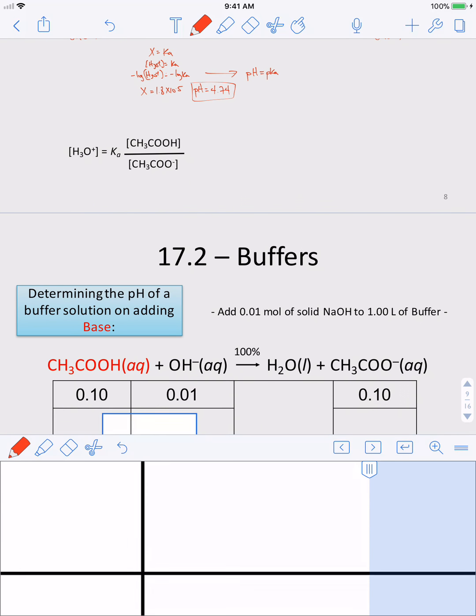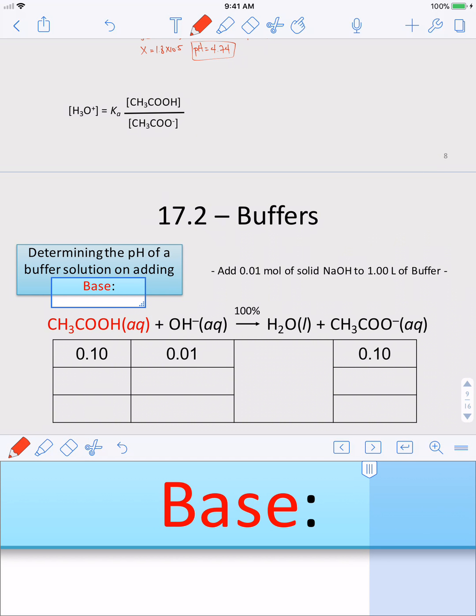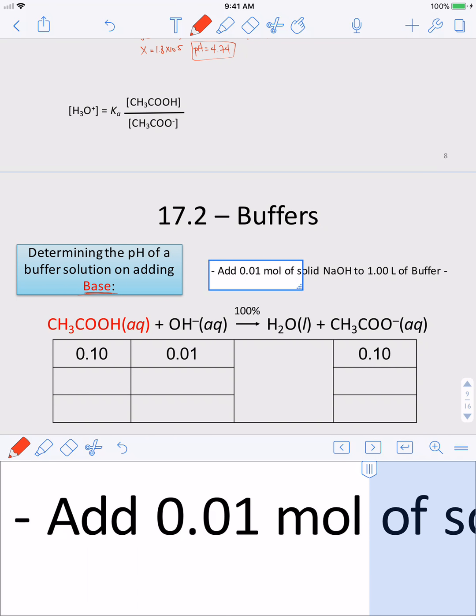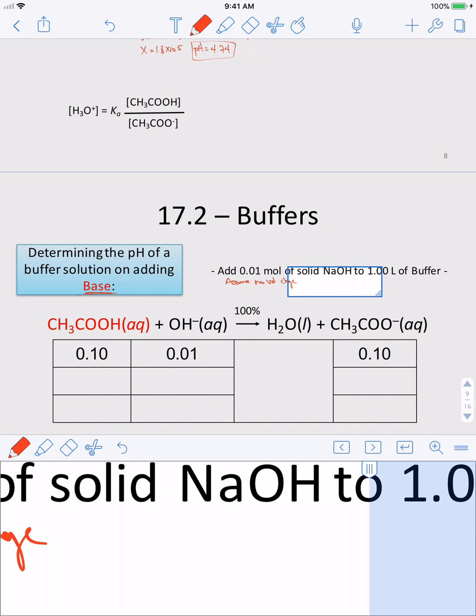All right, so let's determine the pH of this buffer on adding a base. So we're going to add a base to this buffer. The buffer is going to neutralize that strong base, and we're going to get a neutralization reaction first. Here we're adding 0.01 moles of solid sodium hydroxide to 1 liter of the buffer. We're going to make an assumption here: we're going to assume that there's no volume change. So we're going to add some base here, but it's not going to change the volume.